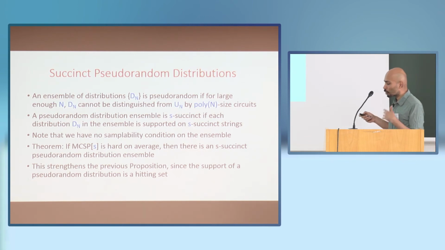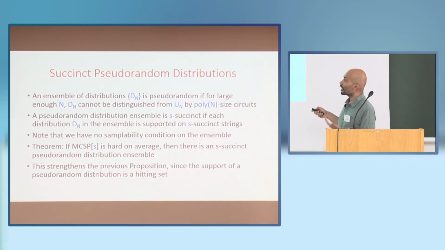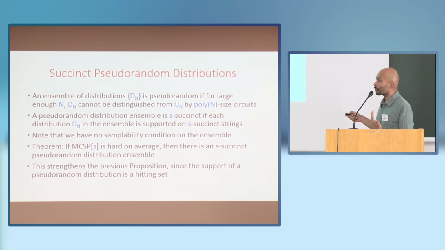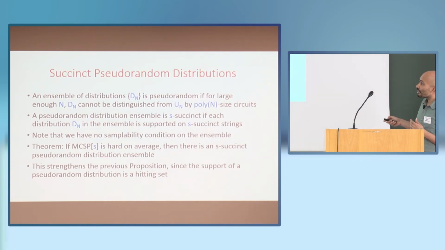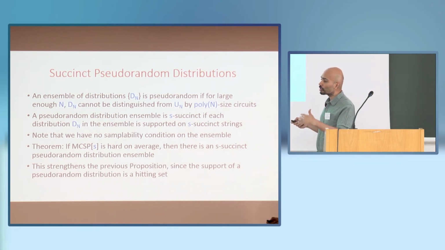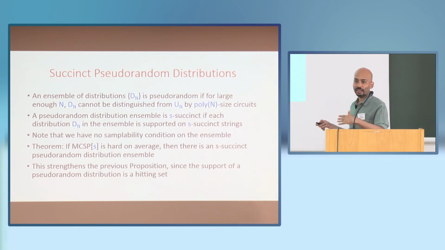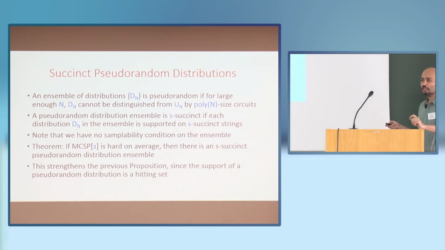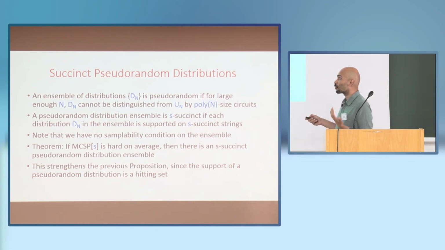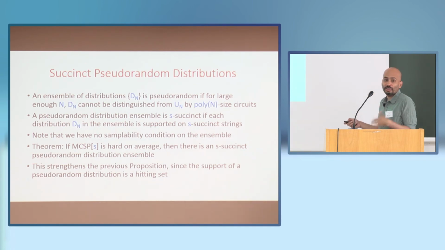And we again have this notion of succinctness for pseudo-random distributions, that the distribution is supported on strings that are succinct. And the key thing is that we don't have any sampleability condition on the ensemble, just that the strings in the support are succinct. Then you can show that if MCSP is hard on average, then there's an S-succinct pseudo-random distribution ensemble, which means that there's a pseudo-random distribution which is completely supported on the yes instances of MCSP, right? So if MCSP is zero-error hard on average, then you get a pseudo-random distribution that's completely supported on the yes instances of MCSP. And that's stronger than what we had earlier because pseudo-random distributions imply hitting sets.